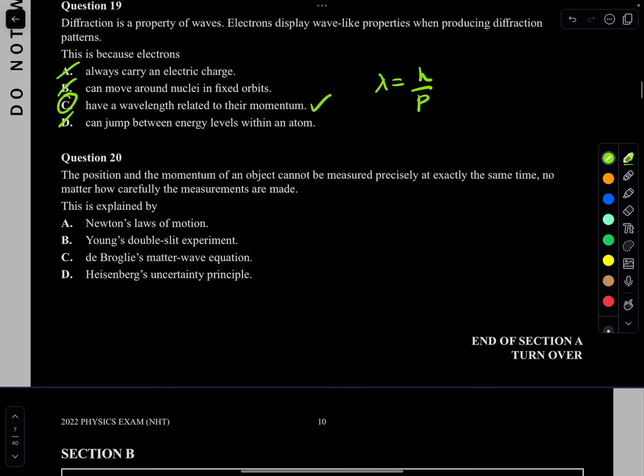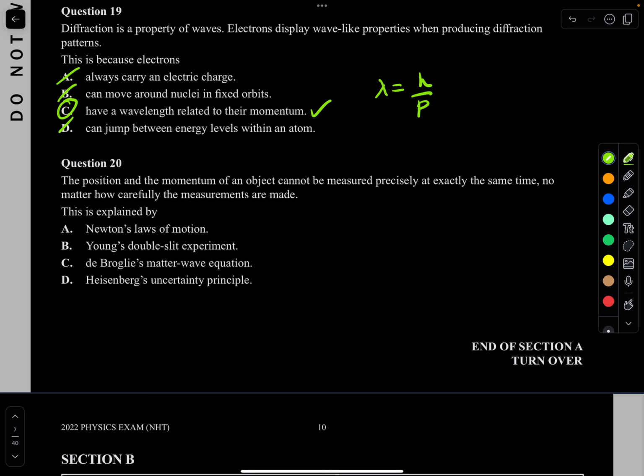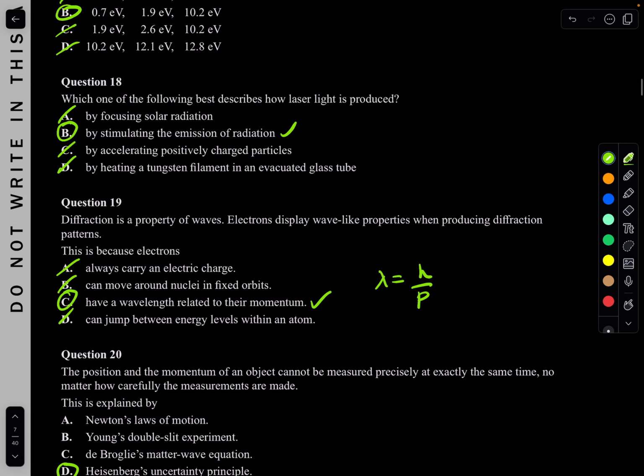Beautiful. 20, last question. The position and the momentum of an object cannot be measured precisely at exactly the same time, no matter how carefully the measurements are made. They just described Heisenberg's uncertainty. This is explained by what? Heisenberg's uncertainty. Great. What a nice, easy question to end the exam. What an actual beautiful exam, I'd say.